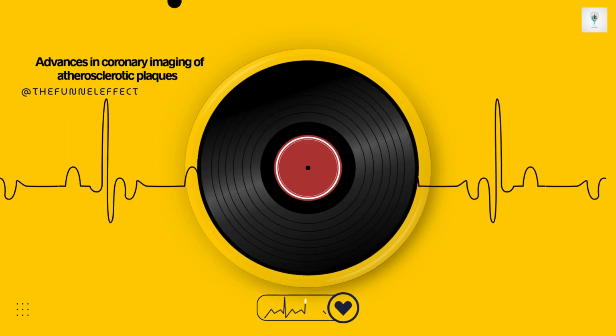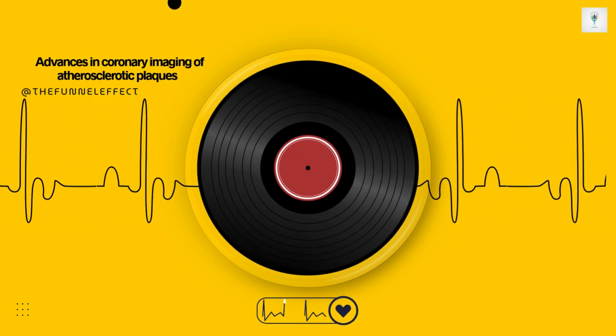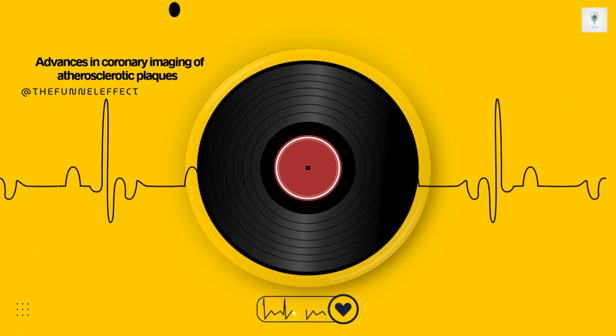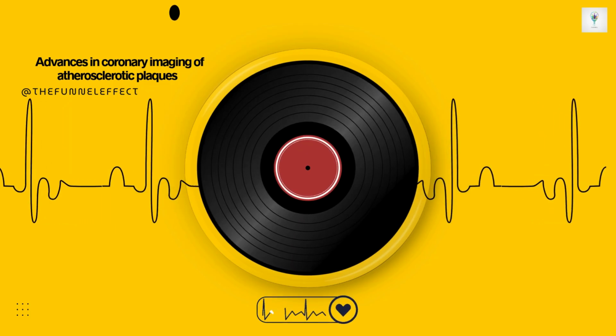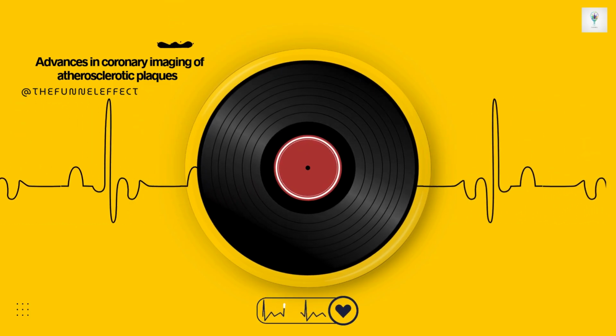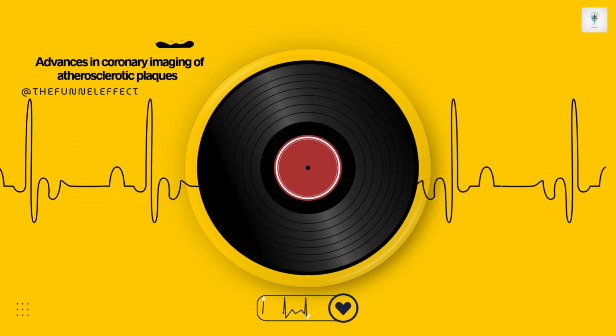But CCTA still has that resolution limitation we talked about. A 0 score isn't a guarantee. Exactly. A 0 score doesn't mean there's absolutely no calcium or no plaque. The resolution limits mean very small calcium flecks or softer, non-calcified plaques might simply be missed.